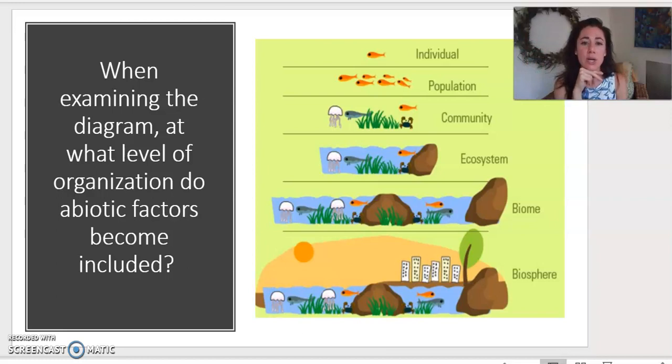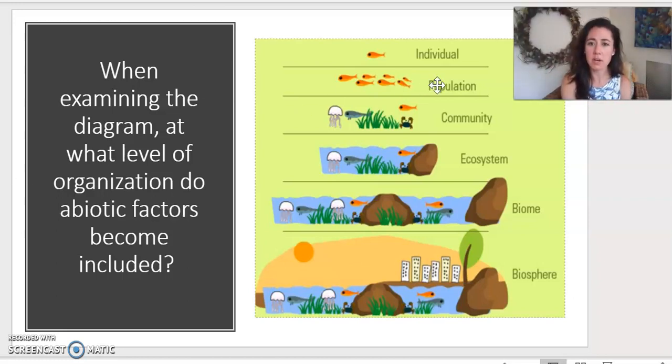When examining the diagram, at what level of organization do abiotic factors become included? So when I look over here, I see that my organism, just on the individual level, my sole organism, when I have many of them together, that's my population. How many of that organism do I have? And then I look down at community, and at this point, now I have multiple organisms in a community. Now keep in mind, they'll also have a population, but for representing that, we're not going to put all of those in there. But these are all my living factors thus far.